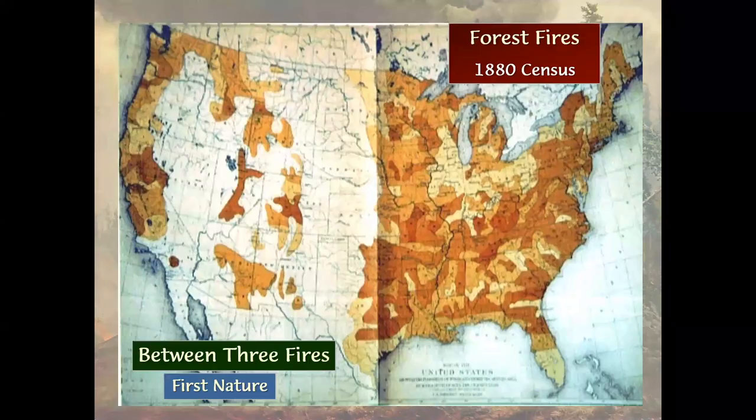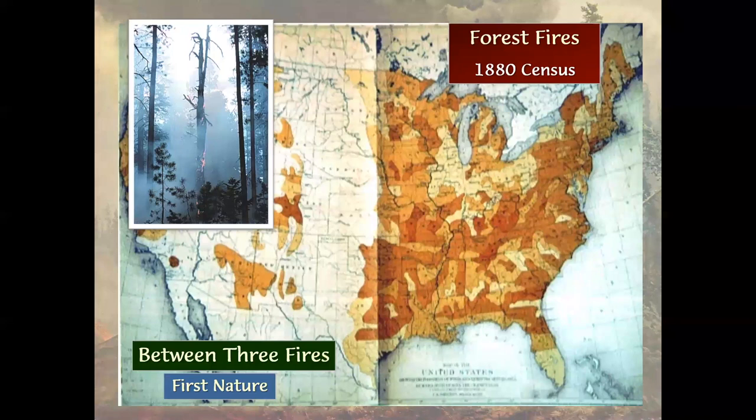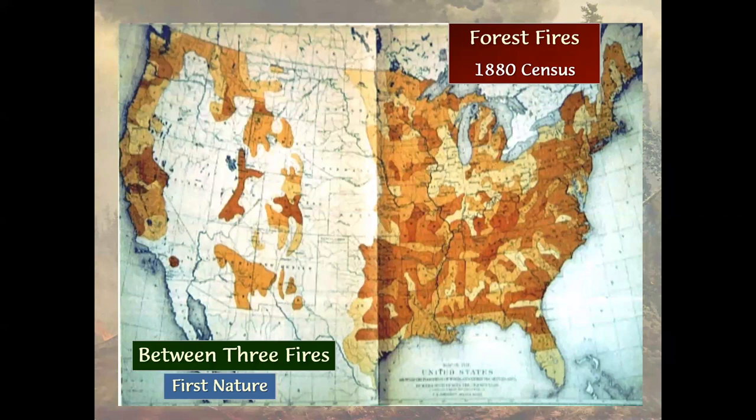I like to begin with this map. This was produced by the 1880 census, incredibly enough. It's a map of forest fires. The darker the area, the higher percentage of land burned. It doesn't include the grasslands, desert sage, and so forth. Some places just didn't have enough people to record it. But that's what the geography looked like at the time.